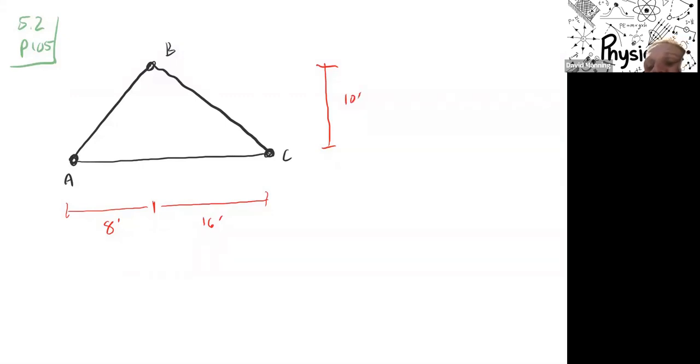You can see at A we have a pin. So a pin is going to give us two forces, AX and AY. And then over at C, we have a roller. We'll call that C. And we have some external forces here. We have 10 kips coming down here, and we have 5 kips here.